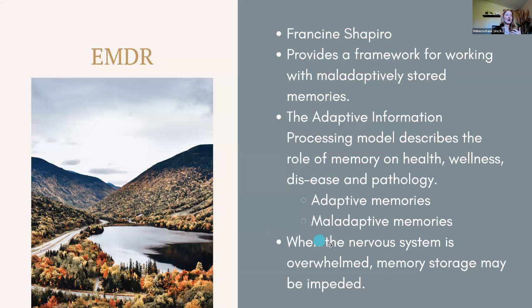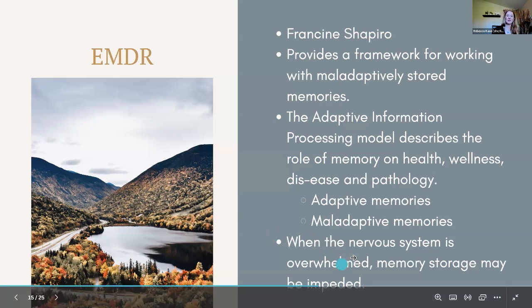So memories can get maladaptively stored because your nervous system gets overwhelmed. So we face an experience that feels overwhelming and scary and traumatic and like it's imminently dangerous to us. And that can negatively impact our brain's ability to just process and integrate memories and information. Certain pathways we need to integrate memories get blocked and shut down because the nervous system is so overwhelmed.